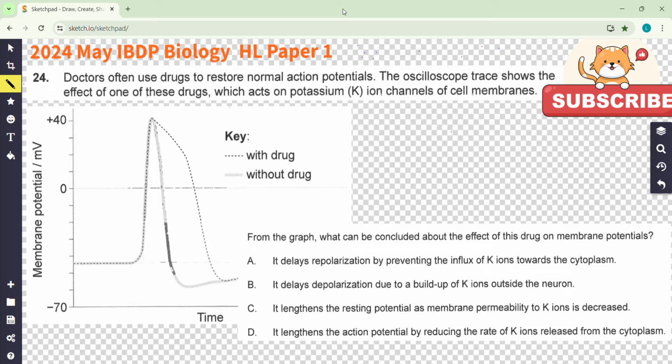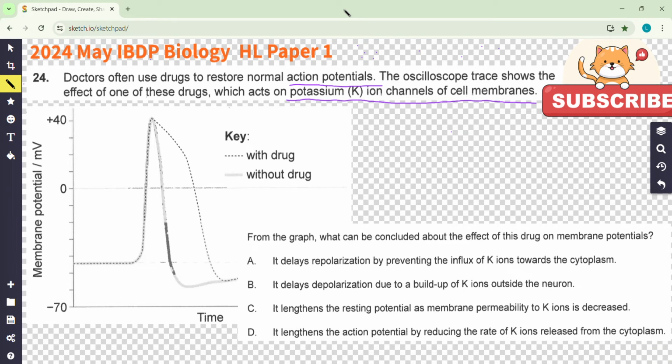Question 24 is a good question illustrating how to tackle a problem. First of all, look at the question. The question is about potassium ion channel. Focus on this. So you try to link it up with what? Okay, action potential and resting potential.